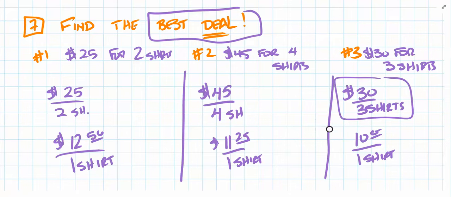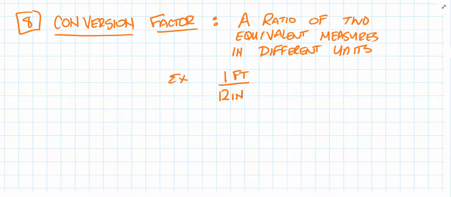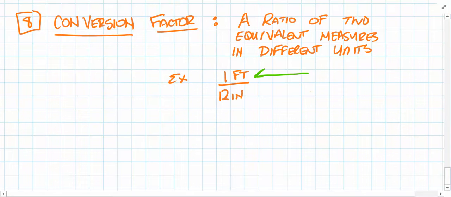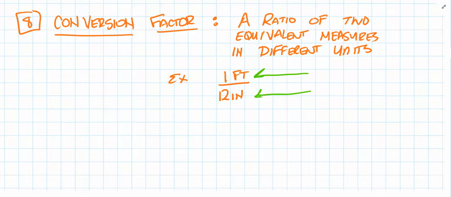So a conversion factor, the definition that we're going to work with is this. It's a ratio, so it's a comparison of two different numbers. It's a ratio of two equivalent measures, but in different units. Maybe you've heard of conversion factor, but you never actually put the definition to work. So look, 1 foot is worth 12 inches. Everyone knows 1 foot is worth 12 inches. So because it's a ratio, and because they are equivalent but in different units, that's called a conversion factor. So 1 foot for every 12 inches, right?